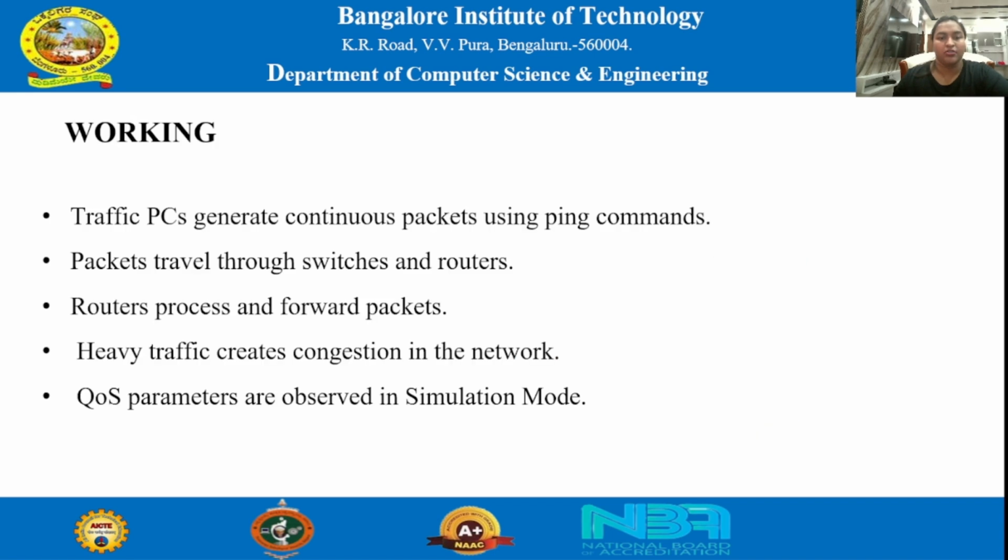Then the working of the topology. The server acts as the source, and the traffic PCs generate the additional traffic, and the packets pass through the switches and the routers. The routers then forward the packets towards the destination. As the traffic increases, congestion occurs. This congestion helps us observe the QoS parameters, that is the delay, jitter, and packet loss.